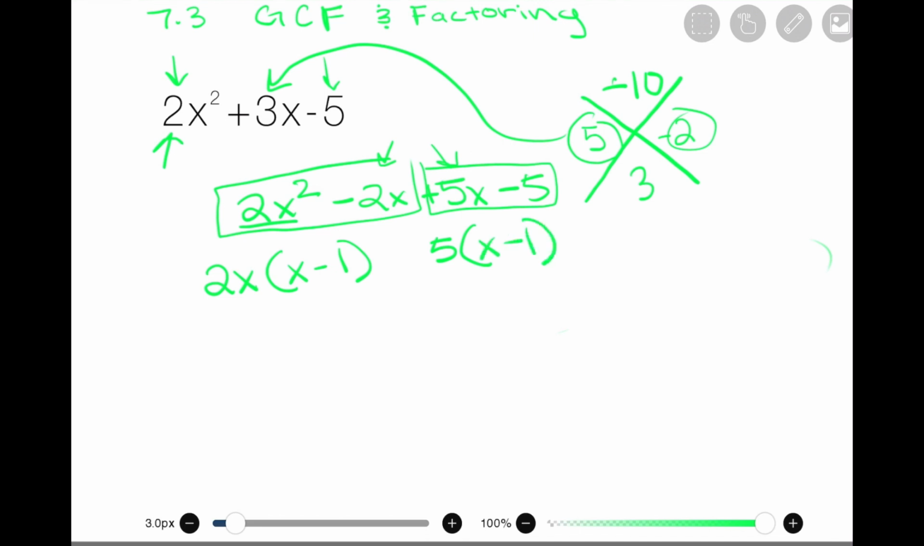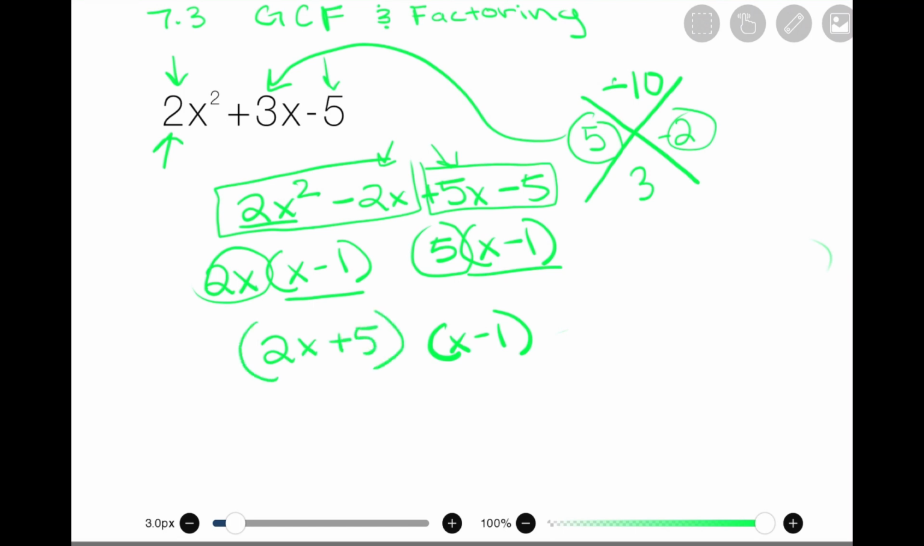So now we have to combine these two. As we can see, the x minus 1 is the same in both of these GCF factorings. So what we're going to do is combine those, so now it's just going to be a single x minus 1. And then, because we combined those two, we have to combine our two GCFs, or our outside numbers. So we're going to say 2x plus 5, and put those in parentheses. Now, this is our factored quadratic. And that's how we do GCF factoring.